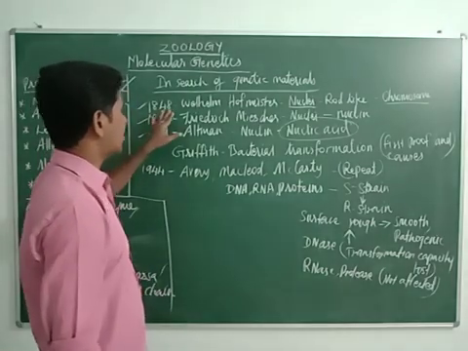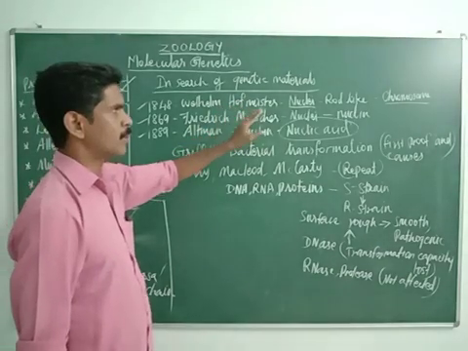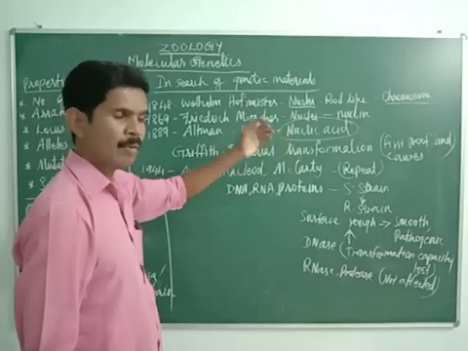In the year 1848, Wilhelm Hofmeister observed that the nucleus of the cell is converted or changed into a rod-like structure.